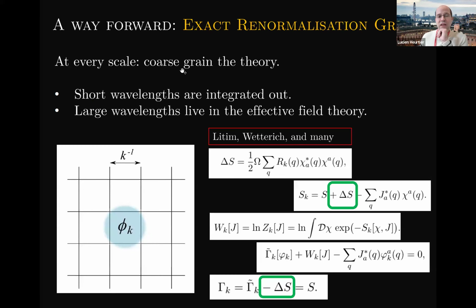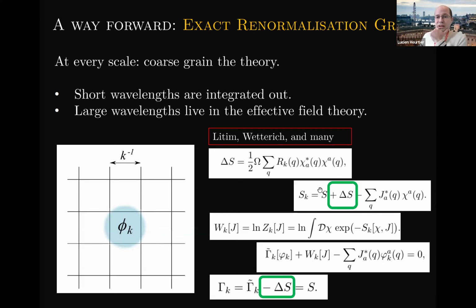So the idea is that you may want to coarse grain a theory, meaning that you simply average a field over a certain region. Say you're fixing a wave number k, that's the typical wavelength, and you decide to coarse grain your theory over that scale. Wetterich and other people have, over the years since the 90s, developed a strategy to understand what is the effective field theory in which this average field is living. And the technique is the following.